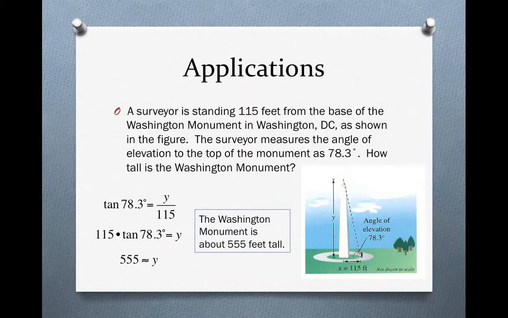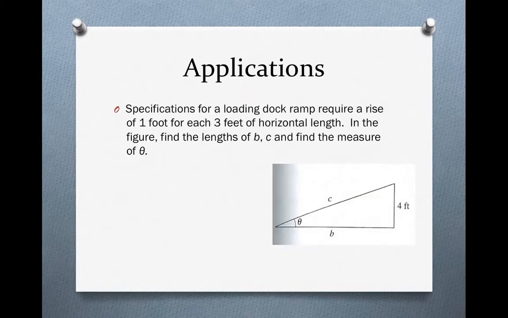All right, one last quick application. I know this is getting a little bit long, but I want you to be really well informed for your practice tonight. So here we have the specifications for a loading dock ramp that require a rise of 1 foot for every 3 feet of horizontal length. In the figure, find the lengths of B, C, and then the measure of our theta.